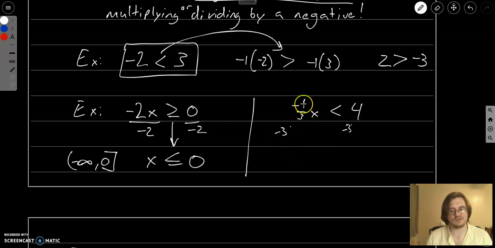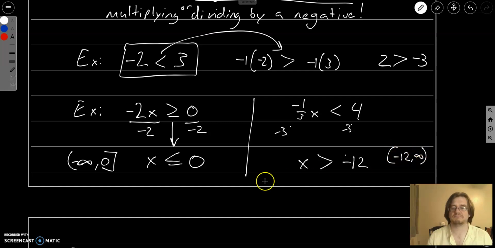Over here, I might multiply both sides by negative 3 so that the negative 3 will cancel out with the negative 1/3. So when we do that, we're going to flip the inequality, so that instead of less than, it's going to be greater than, and negative 3 times 4 will be negative 12. So again, this is everything greater than negative 12. It's going to be negative 12 on up.